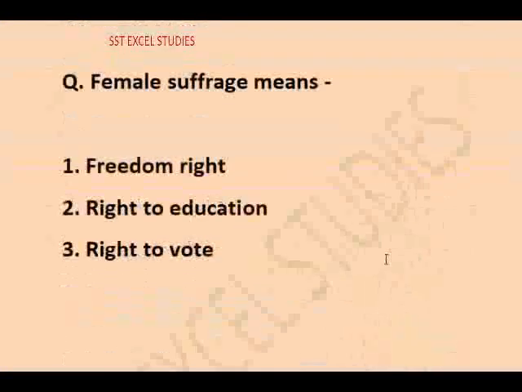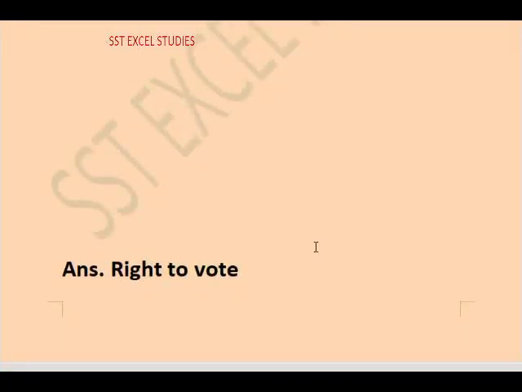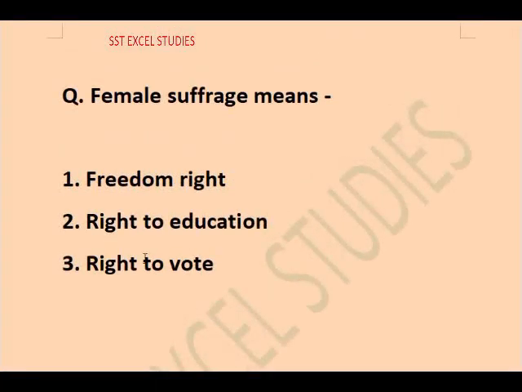Next question is, female suffrage means, options are freedom right, or right to education, or right to vote. Answer is right to vote. Suffrage means right to vote. Before independence, women did not have the right to vote. No woman had the right to participate in voting. Clear? So the leaders promised them to provide suffrage right, or right to vote after independence.